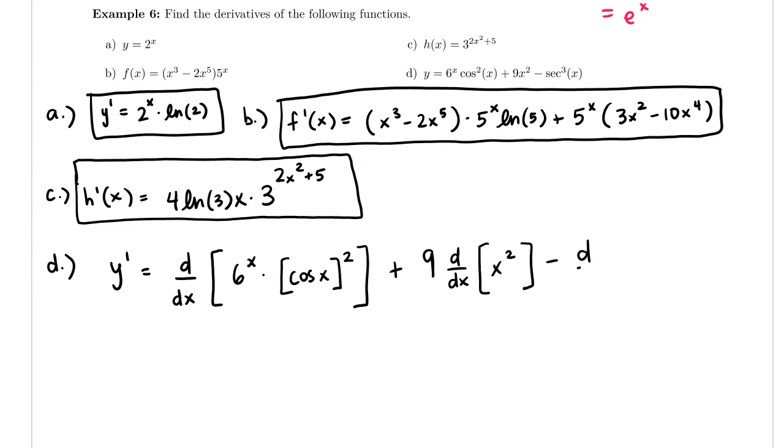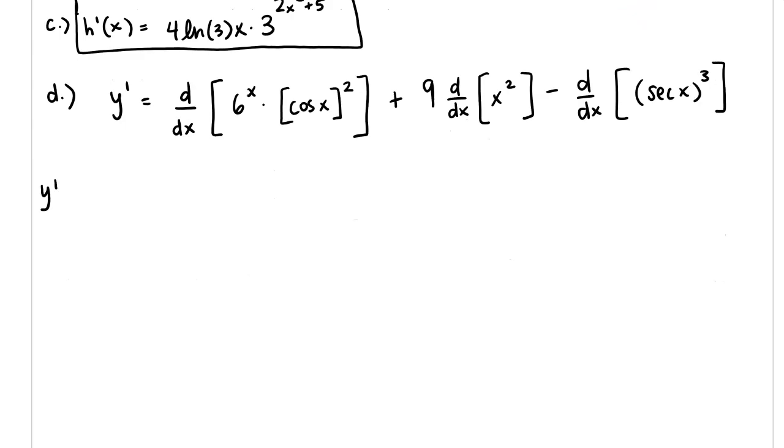And then minus the derivative of secant of x quantity cubed. We will need to use the chain rule on that one as well. So let's continue. All right, so we have y prime equals.